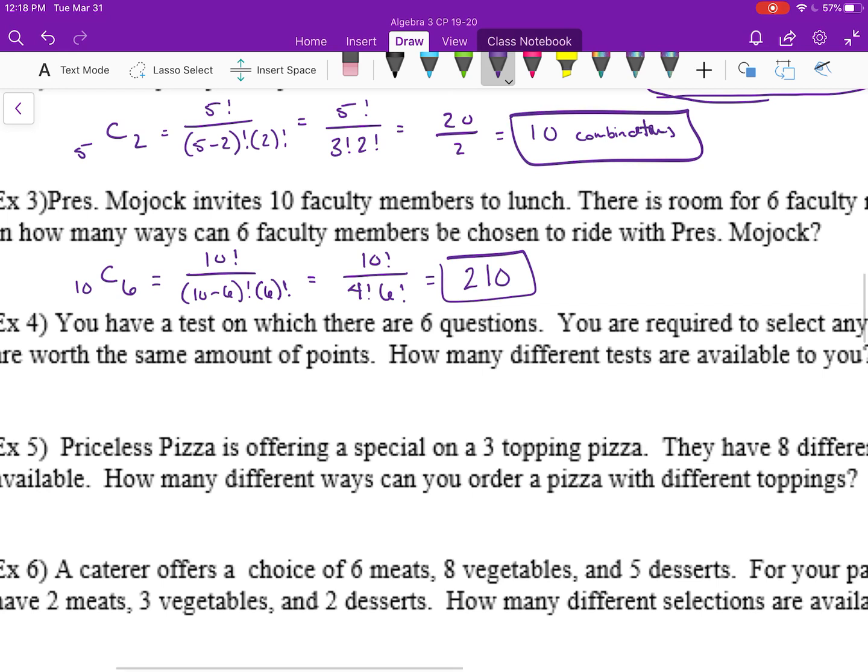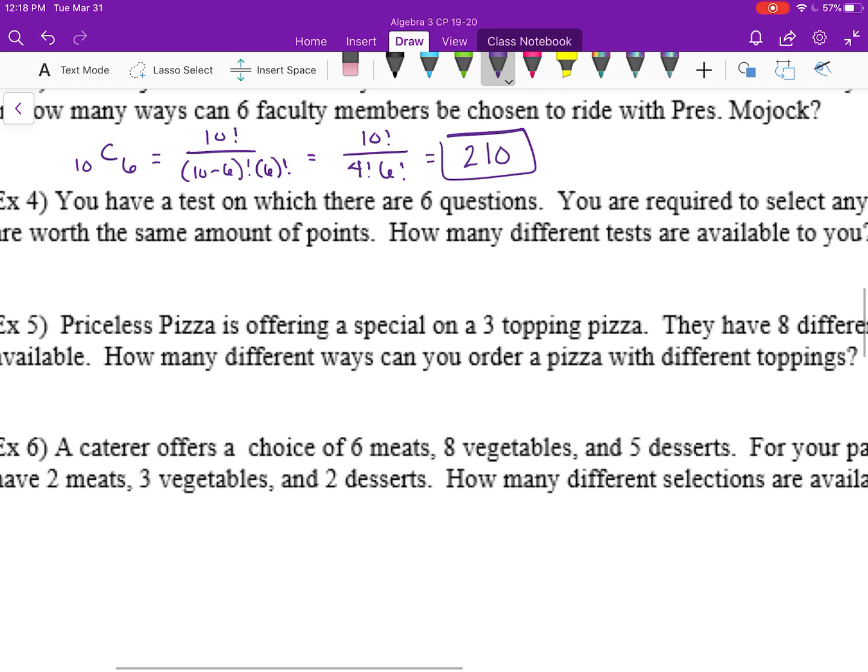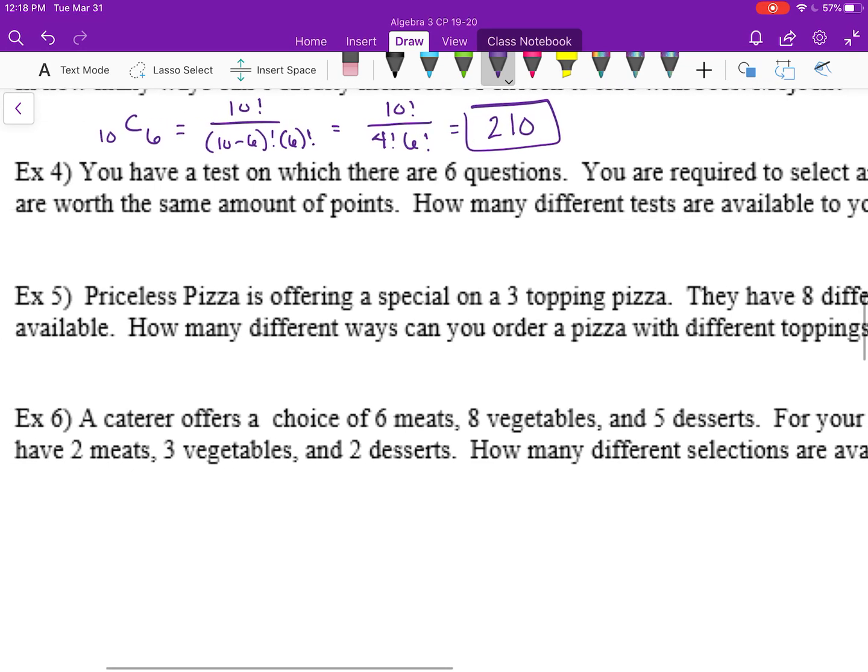You're going to get 210 different possible combinations of faculty members if you have 10 of which you're going to choose 6. All right. Example 4, very similar. You have 6 question tests. You're required to answer 4 of them. So how many different ways could you organize those 4 questions?